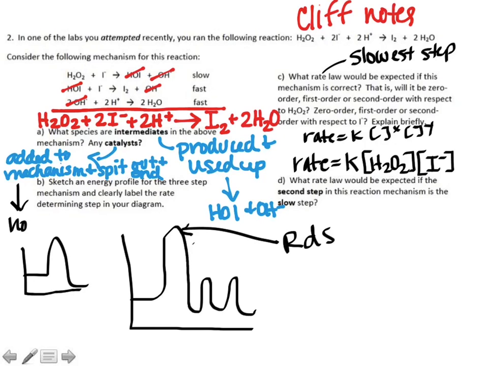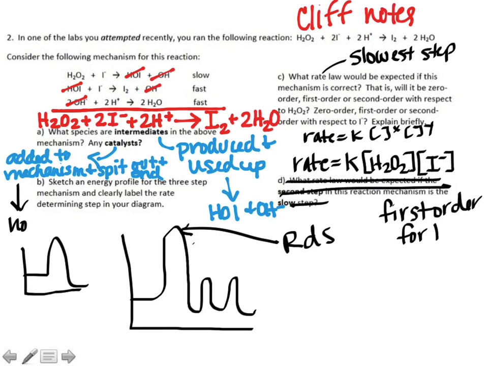That power is called its order. So if you have a power of 1, that means this would be first order. For both, with respect to H2O2, it is first order. With respect to I minus, it is first order. If there would have been a 2 as the power on H2O2, it would be second order with respect to H2O2 and first order with respect to I minus.